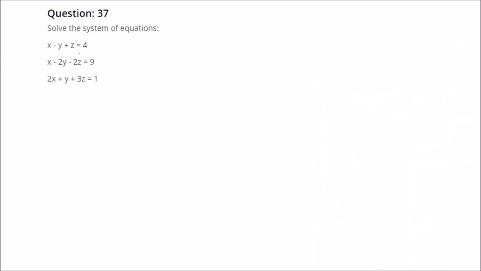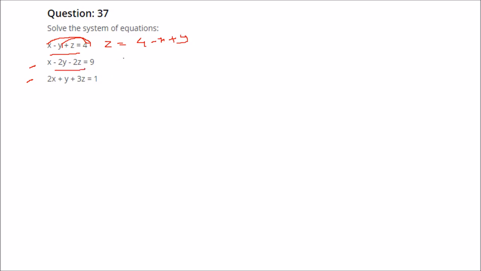Now here the system of equations has 3 variables, x, y, z. So what we will do here is, we will eliminate z from this equation and this equation. How? Let us take z from here. Z will be equal to 4 minus x plus y. Okay? Z equal to 4 minus x plus y.